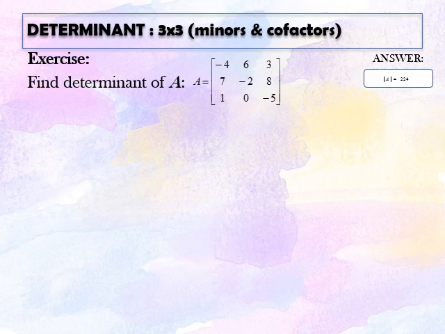So now let us try to do this exercise, how to find the determinant by using minors and cofactors. Let us choose row 1. Okay, I want to choose row 1 to find the determinant. So I need to find the cofactors of these 3 elements.